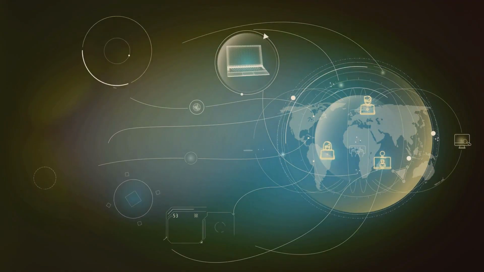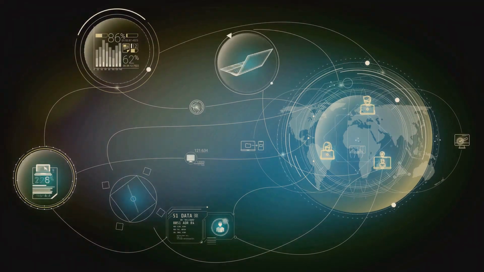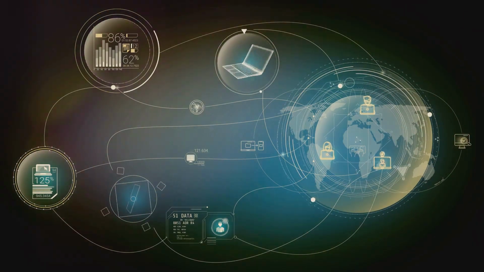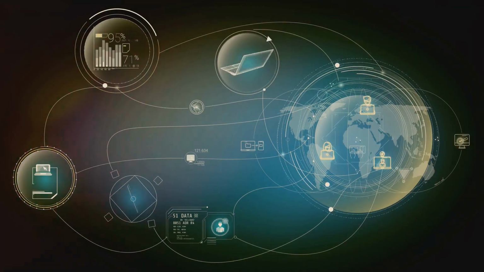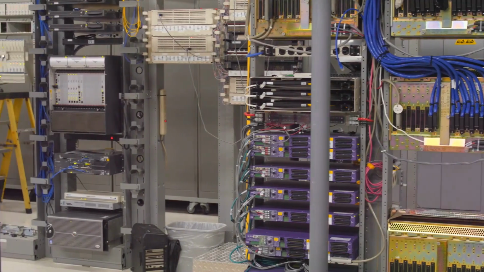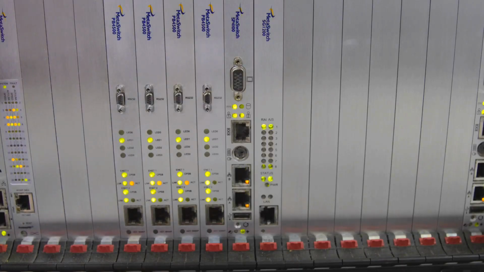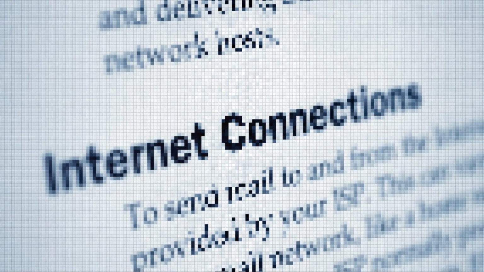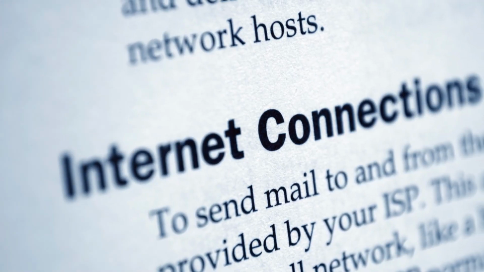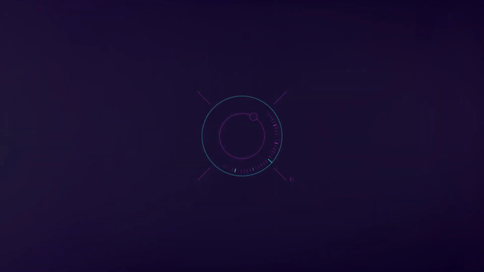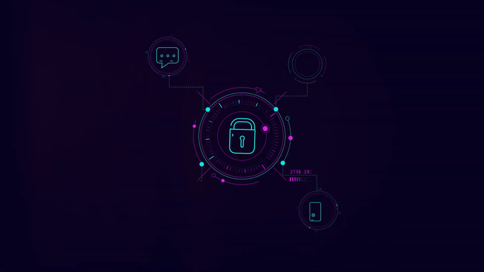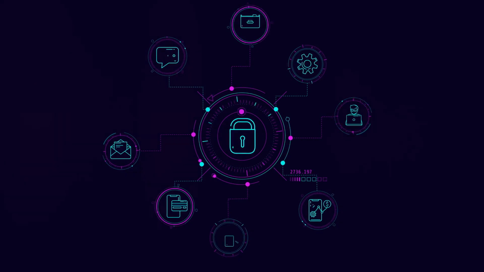Radius is used in various scenarios to enhance network security. One common use case is in Internet Service Providers, or ISPs. ISPs rely on Radius to manage and control user access to their services. When you connect to the internet, your ISP uses Radius to authenticate your account and provide access. This process involves verifying your username and password against a database of authorized users. This ensures that only paying customers can use their network, preventing unauthorized access and ensuring that the service remains secure and reliable.